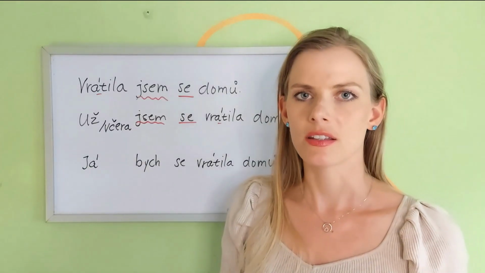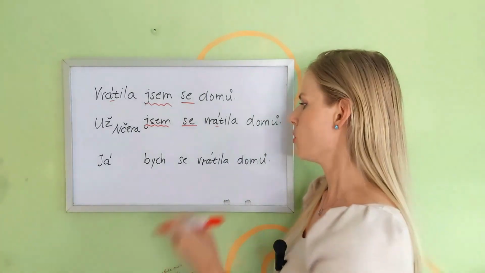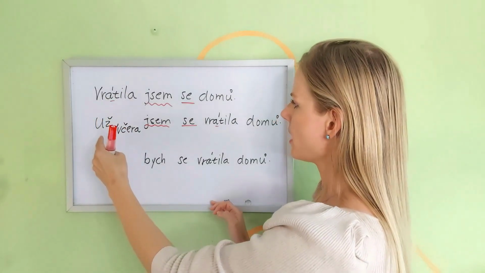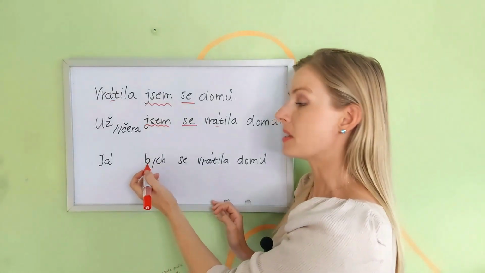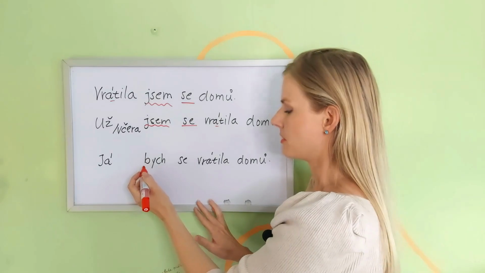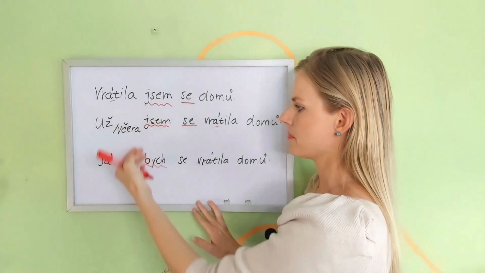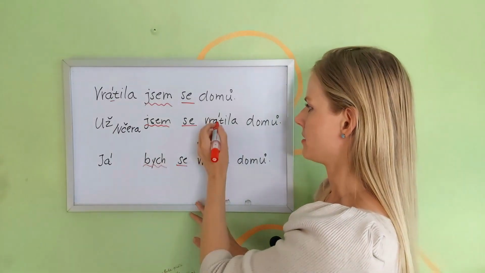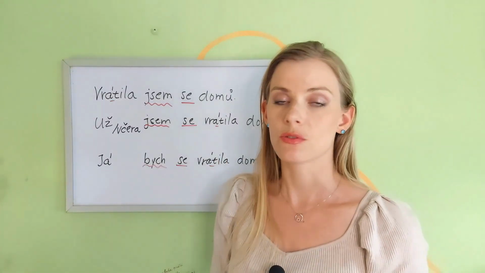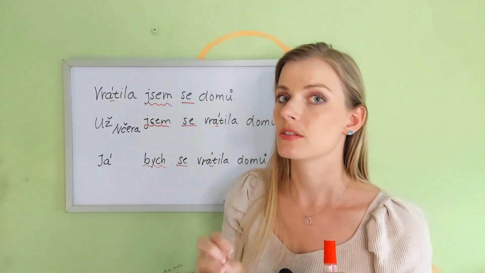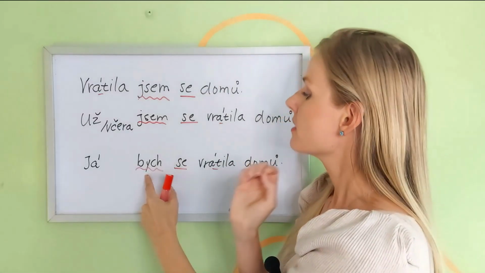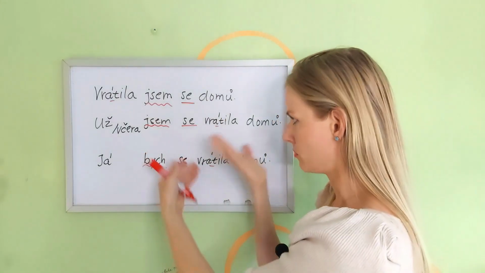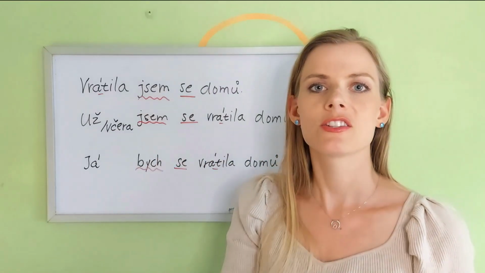Já bych se vrátila domů. I would return home. We chose já to start the sentence with. What happens then? We have bych. It's an auxiliary verb to be. In a way, it's just like jsem. So it has to be here first, then se. Já bych se vrátila. Here is the main verb. This is an important rule. First, if there is an auxiliary verb, it has a priority. Then se or si. Then a pronoun. There is no pronoun, so we don't have to deal with that. But let's deal with it now.